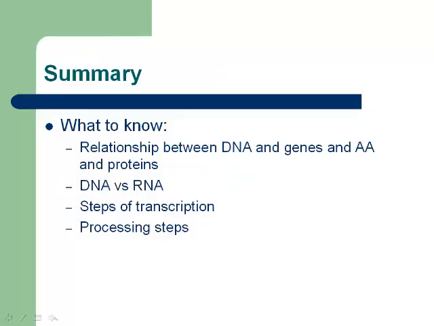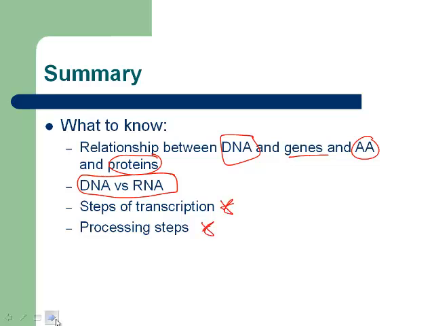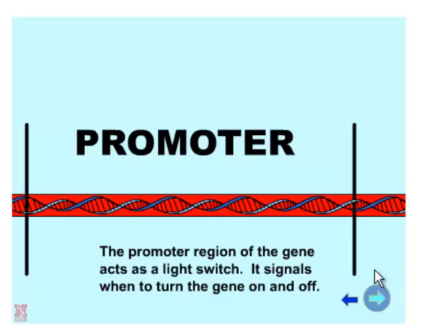So what do you need to know? A little relationship between the DNA and the genes and how the amino acids make up proteins. Differences between DNA and RNA, which should be just a review. These are the main ones, obviously: the steps of transcription and the protein steps. Here's just a little recap, just a little visualization. You can go through this if you like. You might have to pause it because I'm not going to wait for it.